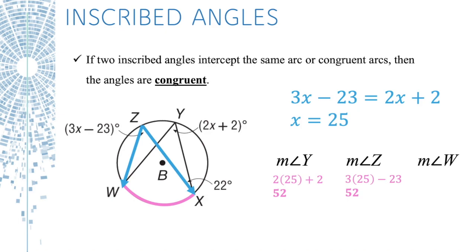Now, what about the measure of angle W? Okay, let's look at this for a second. Angle W intercepts the arc ZY. Angle X also intercepts the arc ZY. X is 22 degrees, which means W is also 22 degrees.